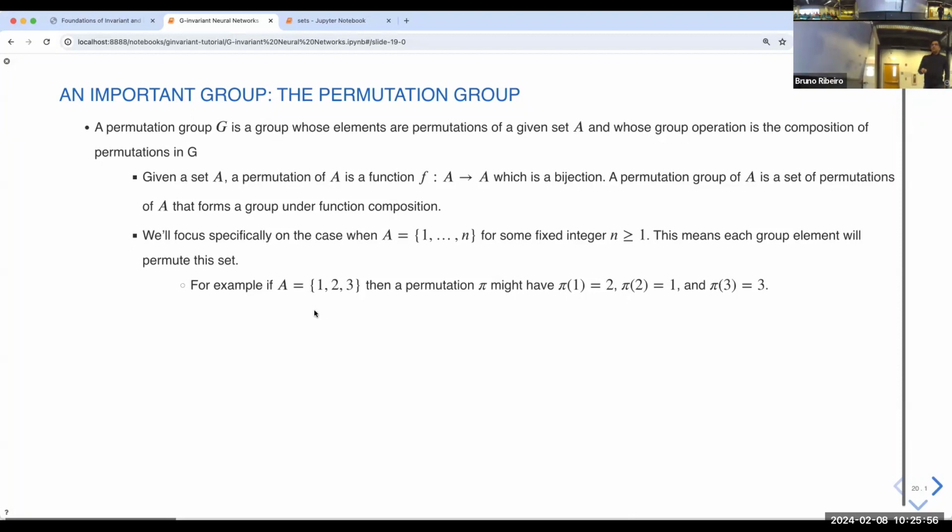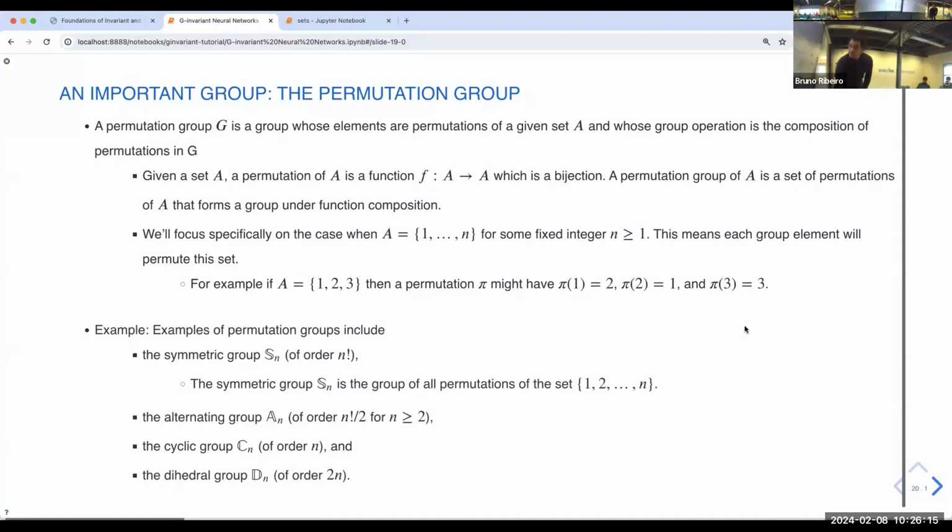So, for instance, if we have this input A, then we have this permutation. The permutation may take the first element and permute it with the second, and then the third remains the same. So you're just permuting things.